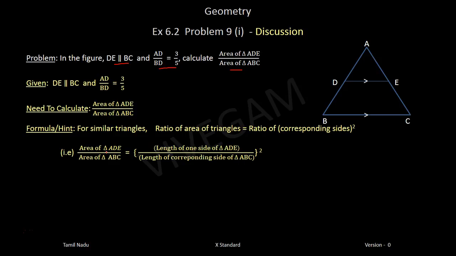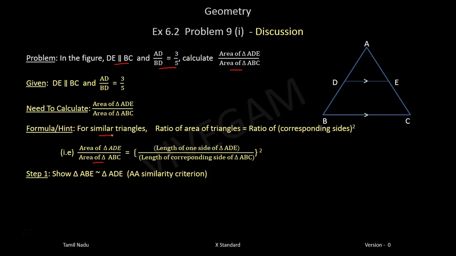Now if you look at it, this is what we want to calculate, right? You know the length of one side of ADE, and you can find the length of the corresponding side of ABC, that is, you know AD and you know BD. From this you can find AB also. AB is AD plus BD. So AD and AB are both known. So once this is known, the right hand side is known, and then the left hand side can be calculated. But before that, we have to show that these two triangles are similar.